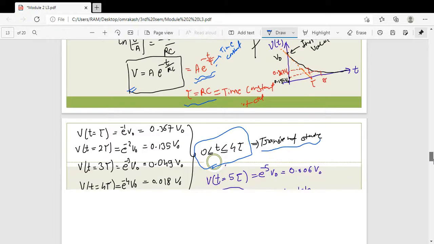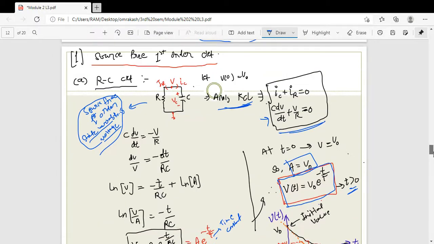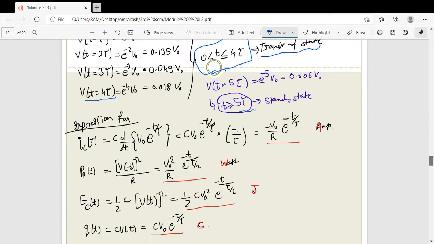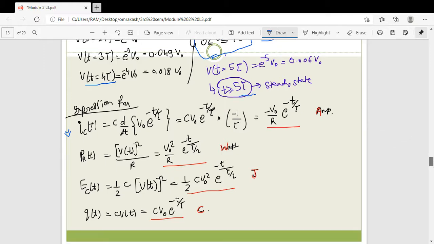Once you calculate this V of t, see here the state variable for an RC circuit is voltage, right? And once you have the equation for this voltage, you can easily find out the IC. What is the formula? Put that voltage equation into the basic equation of capacitor current. So IC is equal to C dV by dt, with V naught. When you take the derivative of this, you will get V naught by R e to the power of minus t by tau. So we directly apply this result for solving this problem. Okay, so this is the derivation.